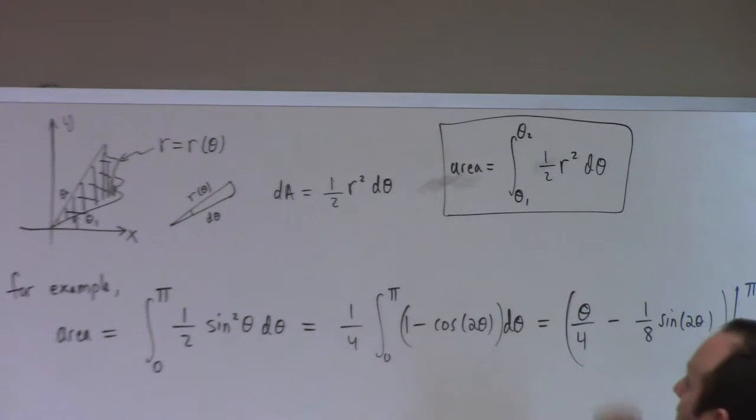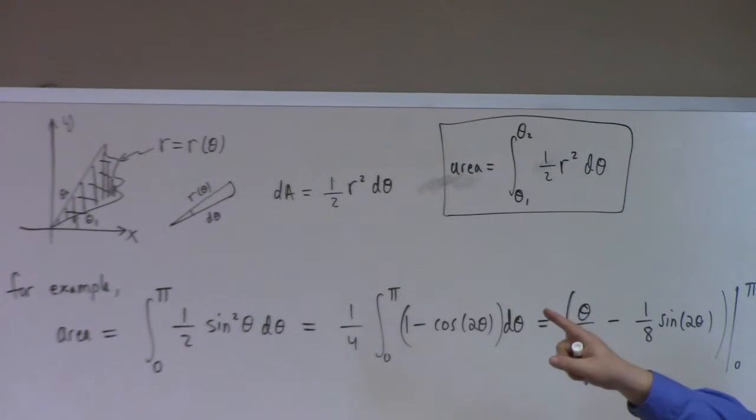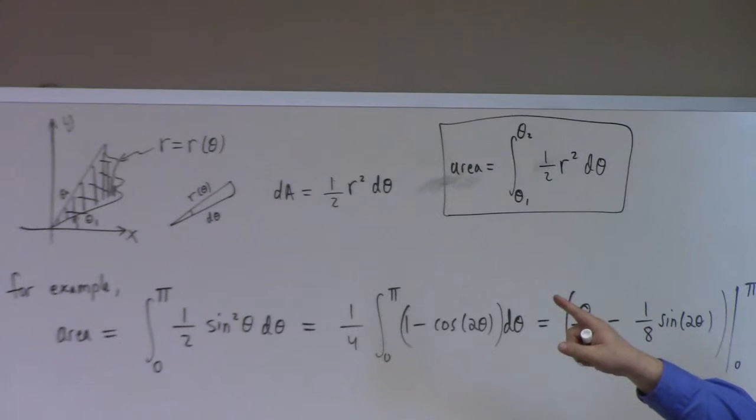But there it is. So this is the area of a polar sector. All you do is integrate 1/2 the radius squared over the appropriate range of theta, assuming that the polar area you're looking at has that simple format, right?